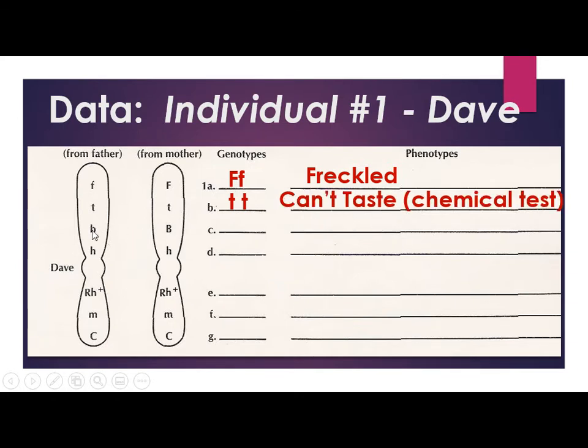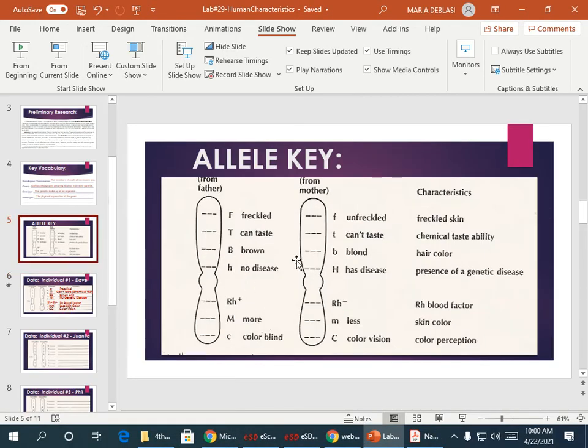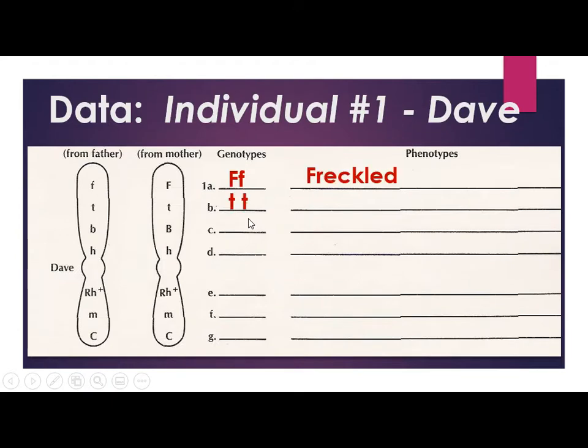The next trait is the B's. So I have to go back again to this chart. B is the color hair. Capital B is for brown hair. Lowercase b is for blonde hair. So he got capital B from the mom, lowercase b from the dad. The capital is always written first. So this kid is showing brown hair because there's one capital there.